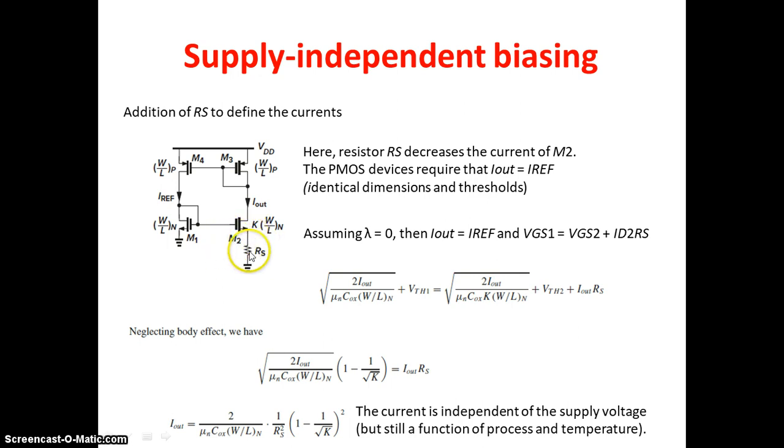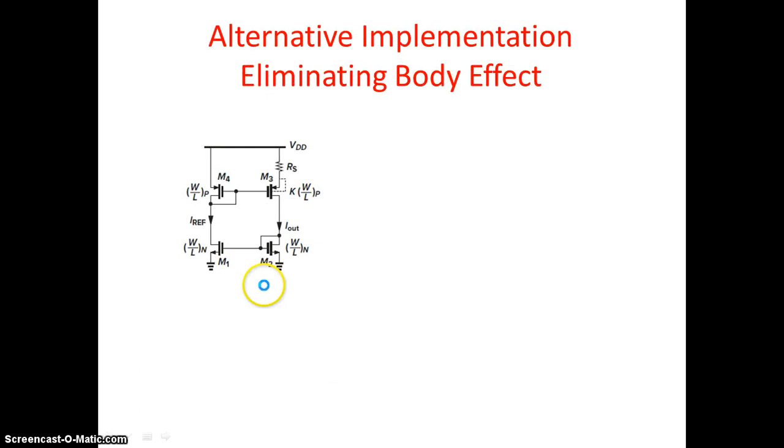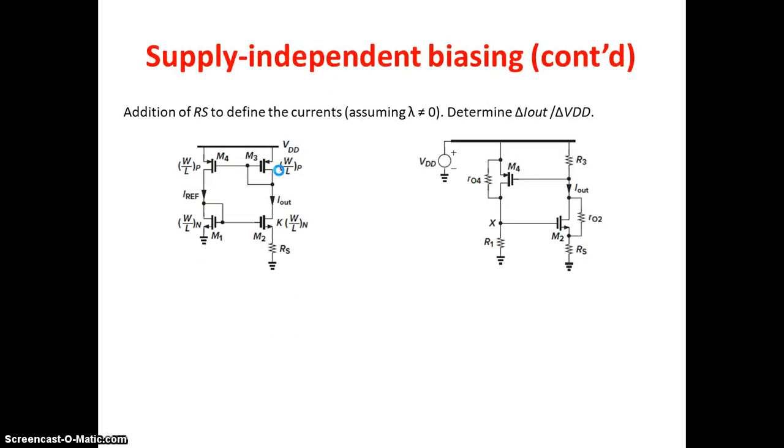Now to eliminate this body effect, the modification we can do is, rather than adding that resistor there, we can add a resistor here. Let us see how the circuit behaves if we add a resistor. Now let us consider the same circuit and see how it behaves with a change in VDD supply. If we change the VDD supply, how is it going to behave?